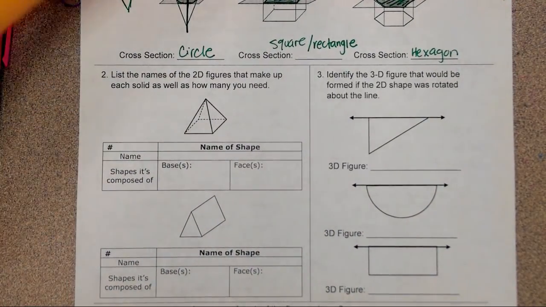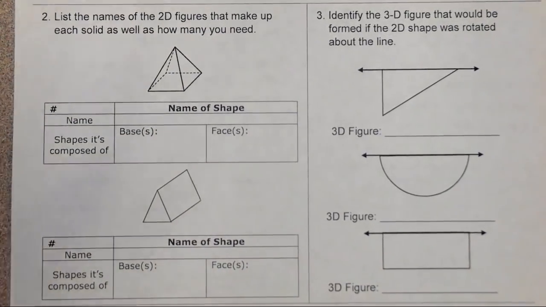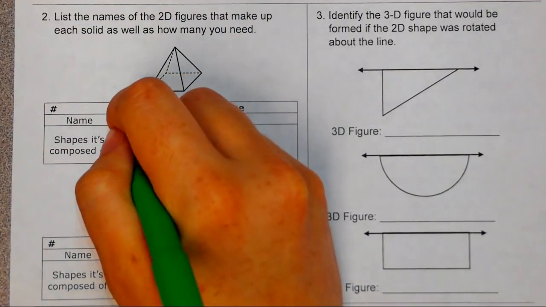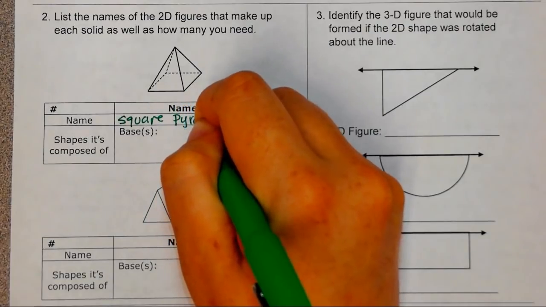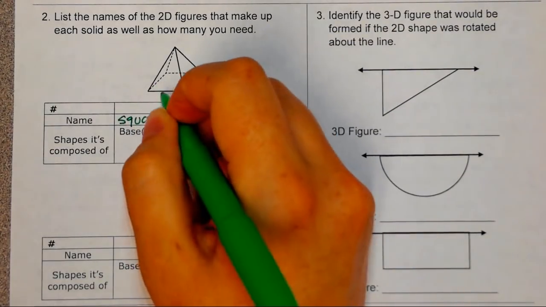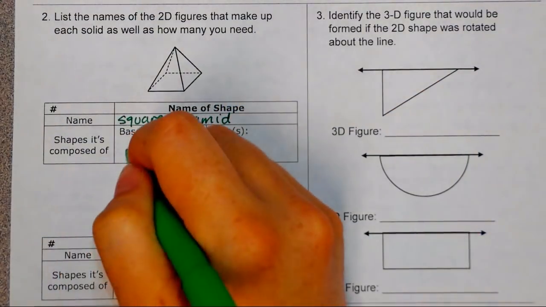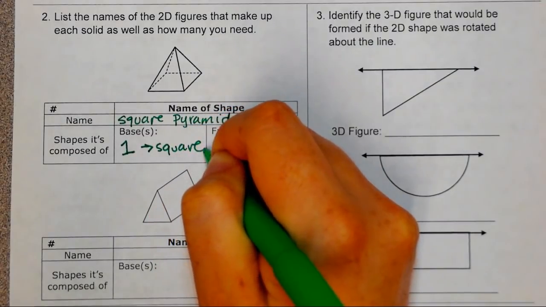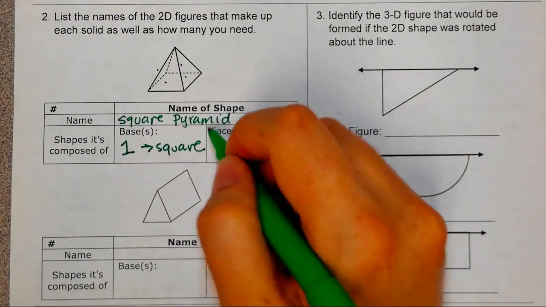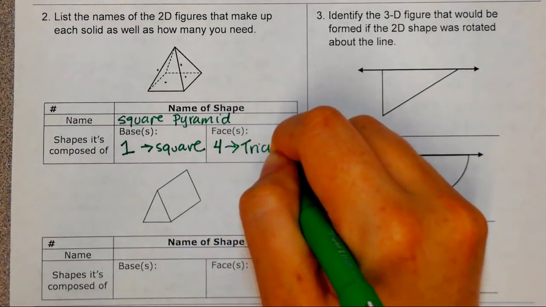All right, number two. List the names of the 2D figures that make up each solid as well as how many you need. So this figure right here is a square pyramid. Or we could say rectangular pyramid if we weren't totally sure that this was a square. And then there's one base, and that's in the shape of a square. And then it's got 1, 2, 3, 4 faces, and they're in the shapes of triangles.